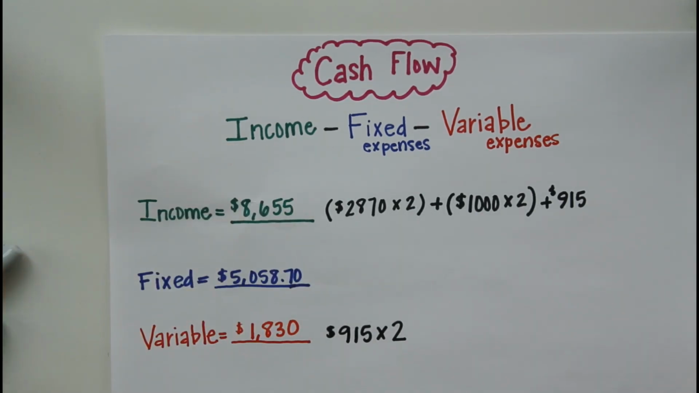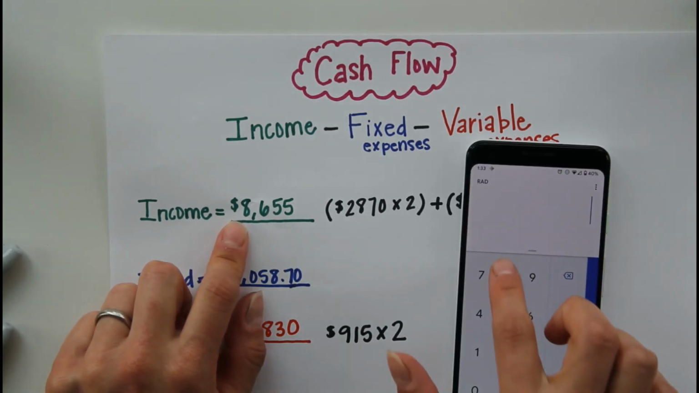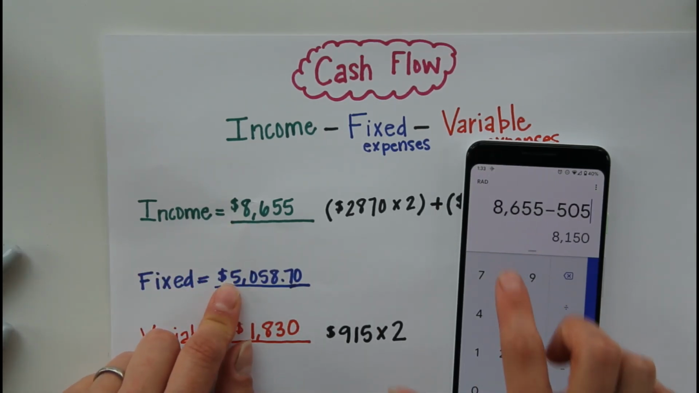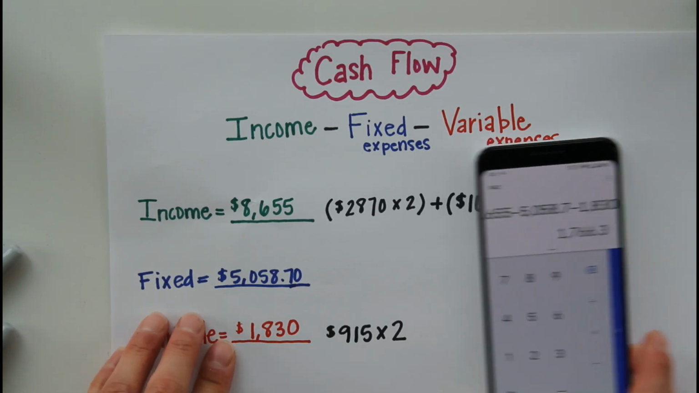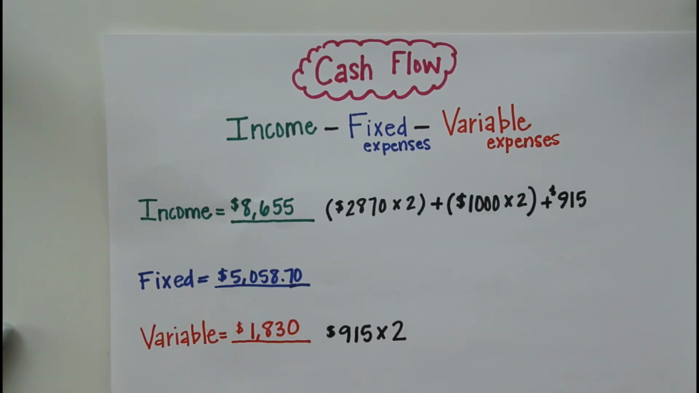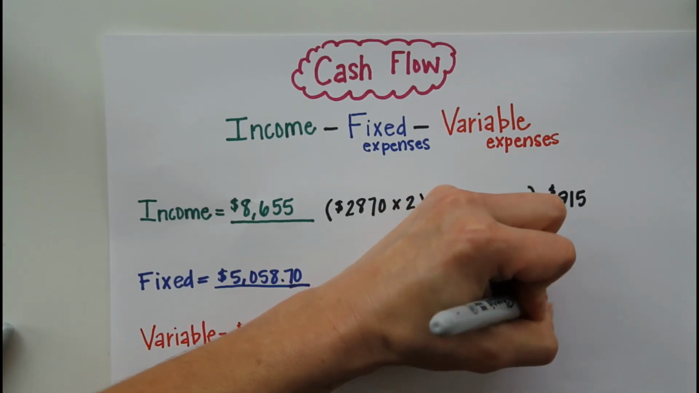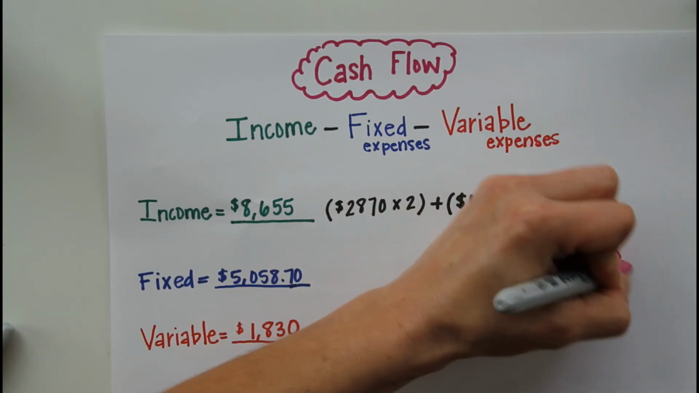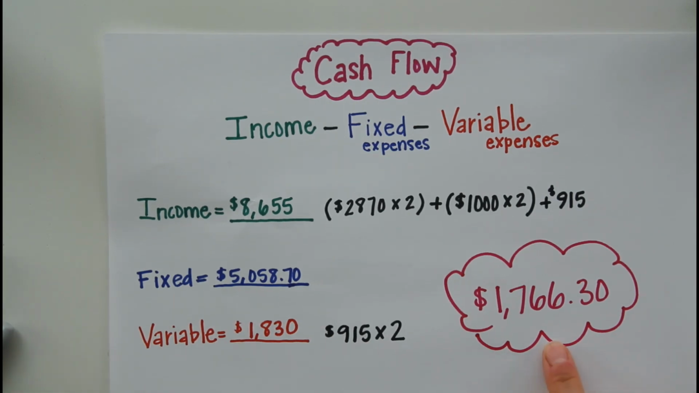Now, we'll figure out our cash flow. So we will take the $86.55 minus $5,058.70 minus 1,830. This is our cash flow. $1,766.30 is our cash flow.